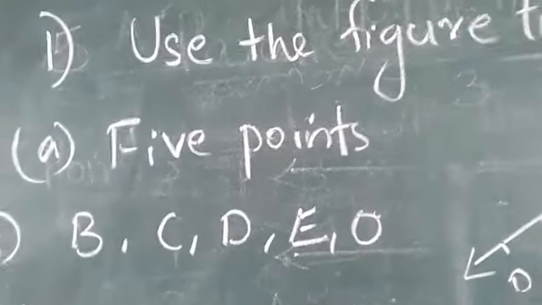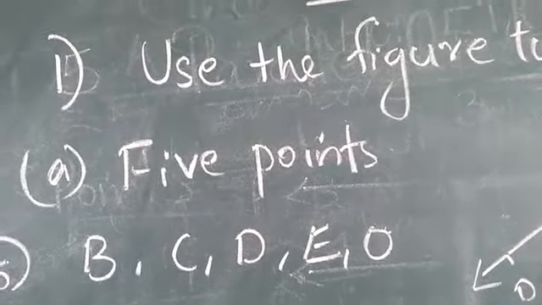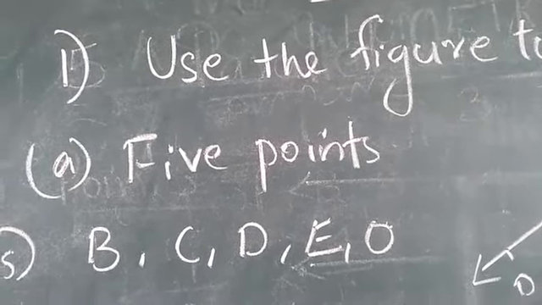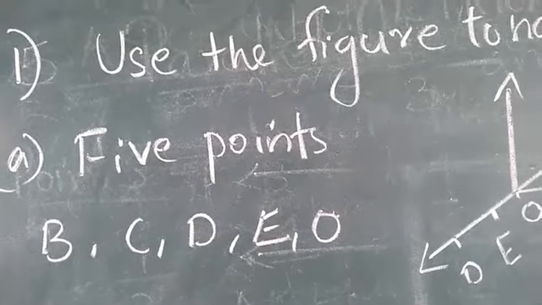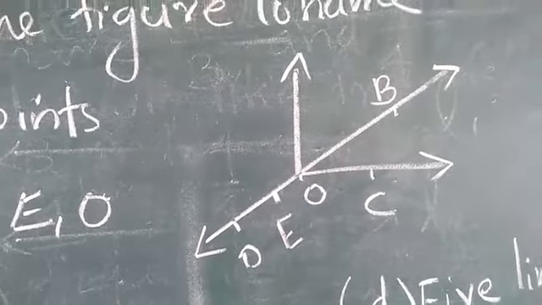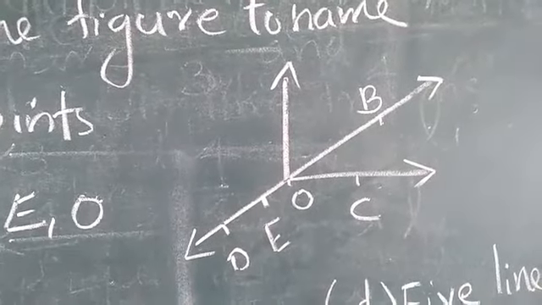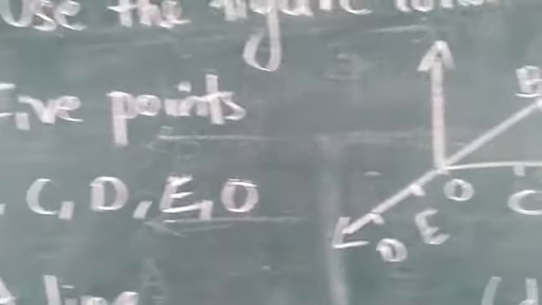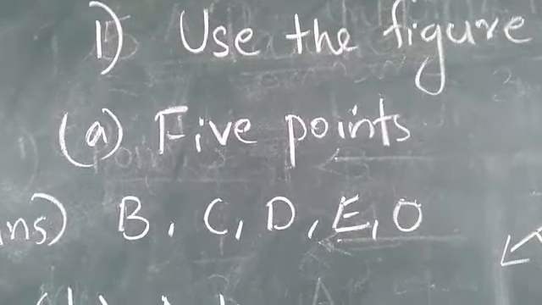First question, we have to name 5 points. Do you remember points? Here, in this figure, which are the points we can mention? B is a point, C, D, E, O. There are 5 points on this figure. So, the answer is B, C, D, E, O.